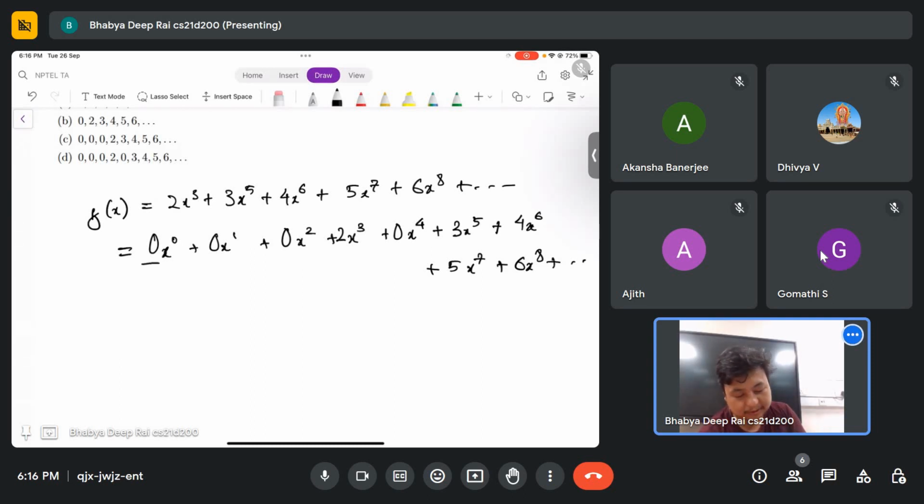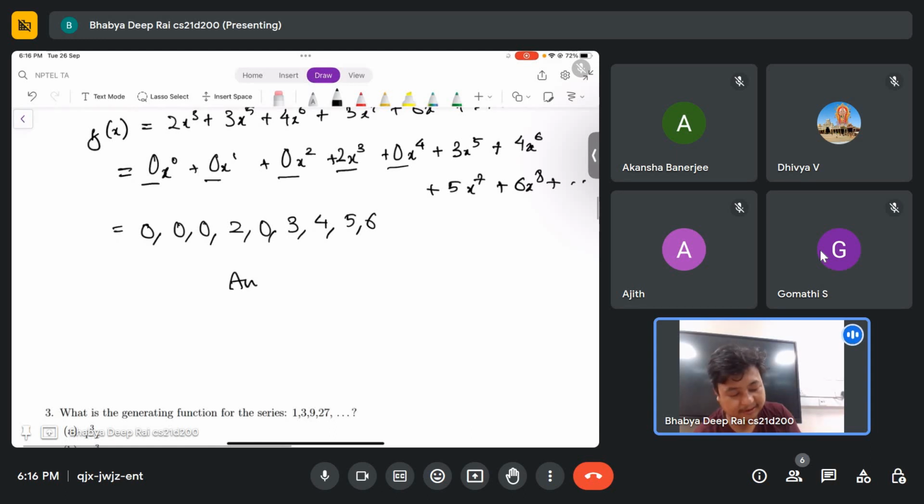Now we need to look at the coefficients and then form a sequence: 0 followed by a 0 followed by a 0 then 2, 0, 3, 4, 5, 6. Yeah, good. So the answer is D.